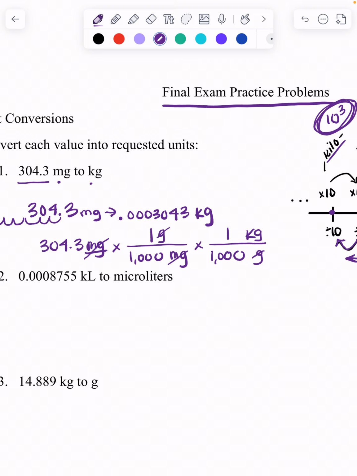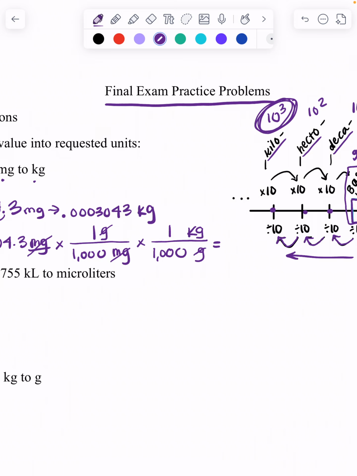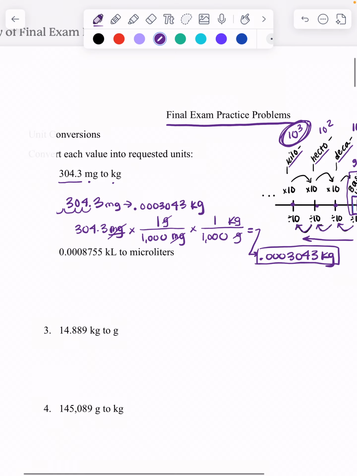So I put 1,000. Now from here, we can simply multiply our numerators, so it would just be 304.3 times 1 times 1, so 304.3, and then I will divide by 1,000 times 1,000. Big numbers, very big numbers, but at the end, we will end up getting the exact same answer we had above, which is 0.0003043 kilograms. So there are 2 different ways to do this. You can choose either one.